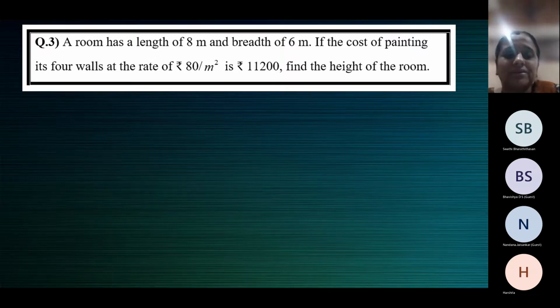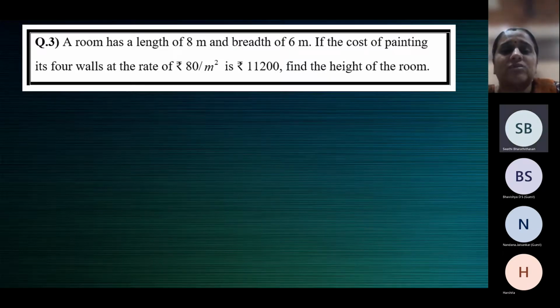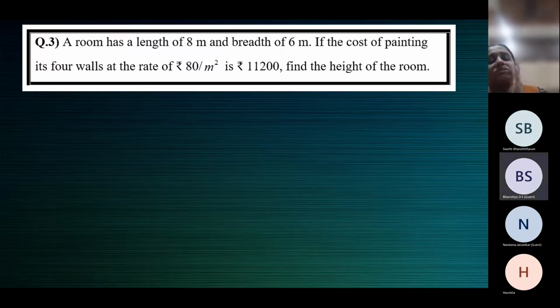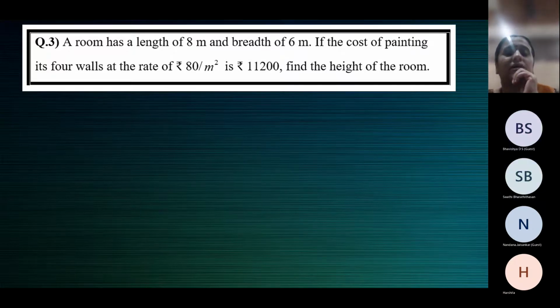What is the rate of painting? Like the fruit seller tells you, 1 kg 80 rupees, 1 kg 90 rupees. That's the rate. What is the rate here? Ma'am, 80 rupees per meter square. The rate of painting. 11,200 is the total cost of painting. 80 rupees per meter square is the rate of painting.